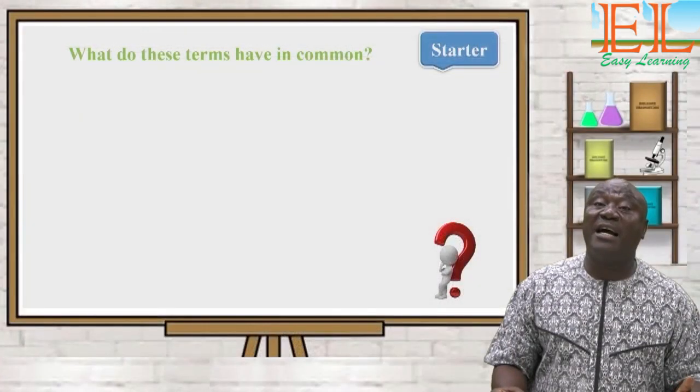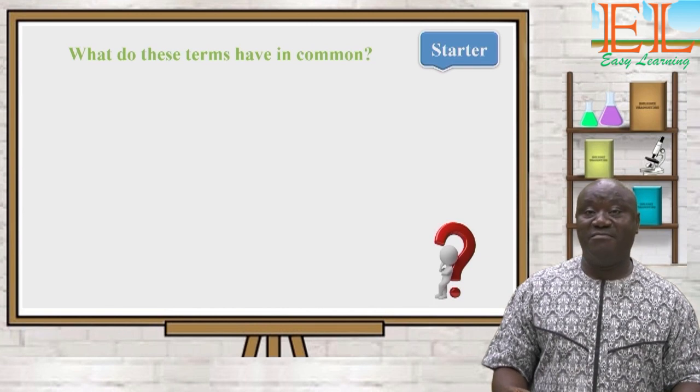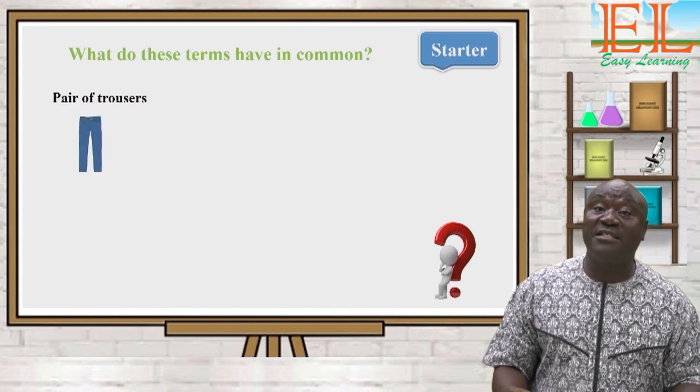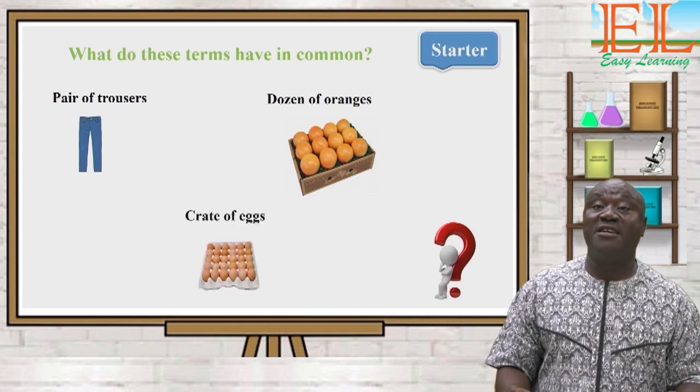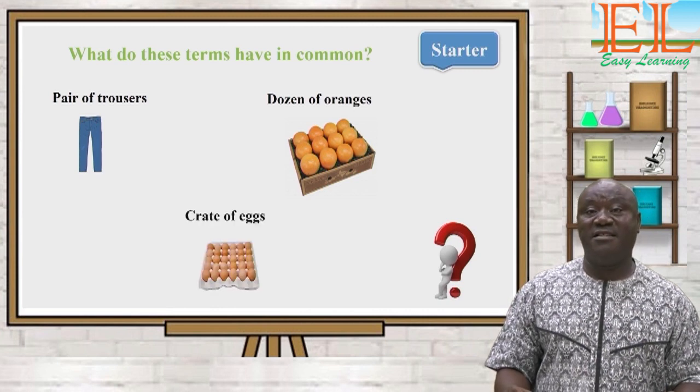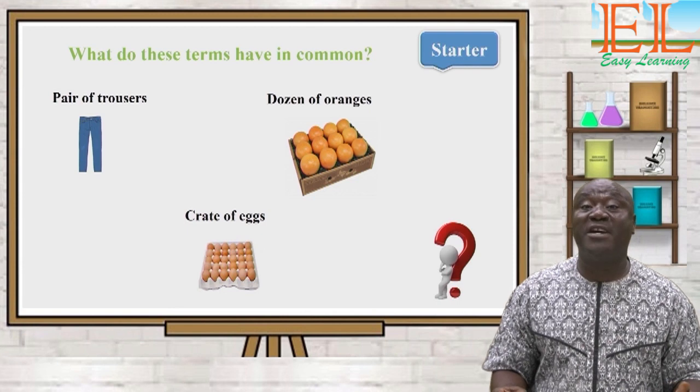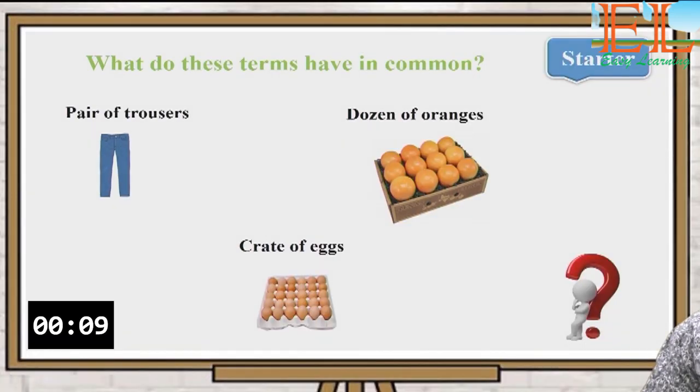What do these terms have in common? A pair of trousers, dozen of oranges, crate of eggs. You have 10 seconds to figure out the answer. Welcome back.